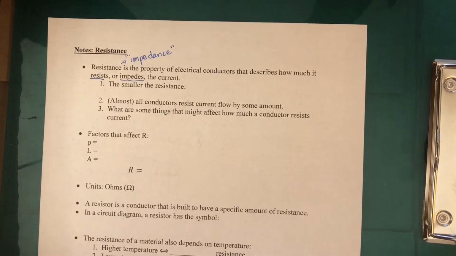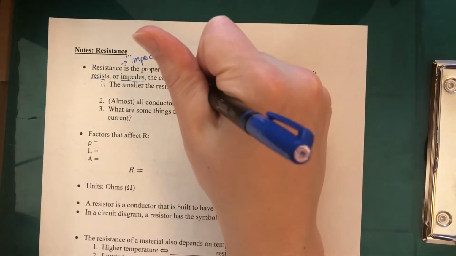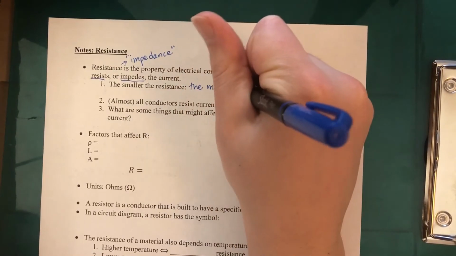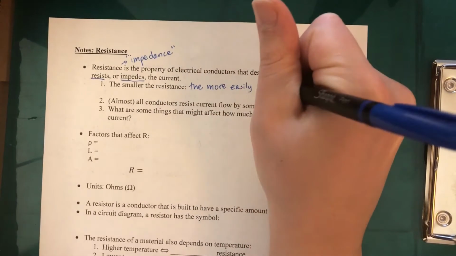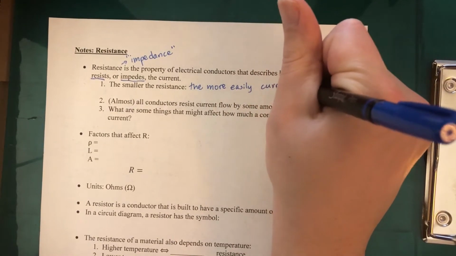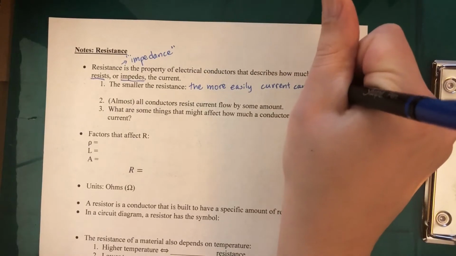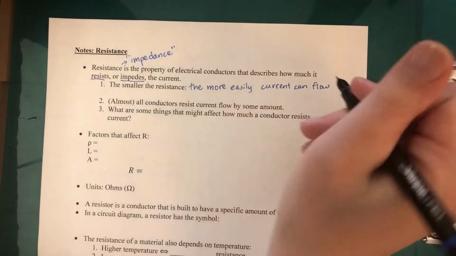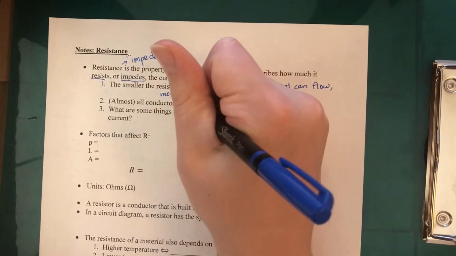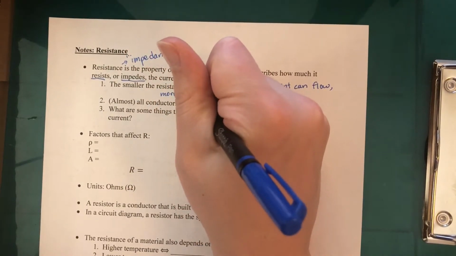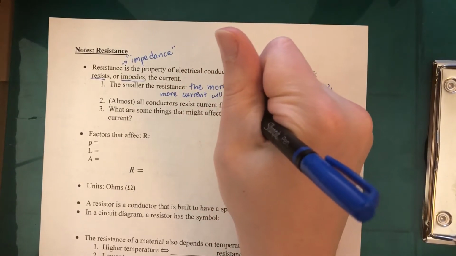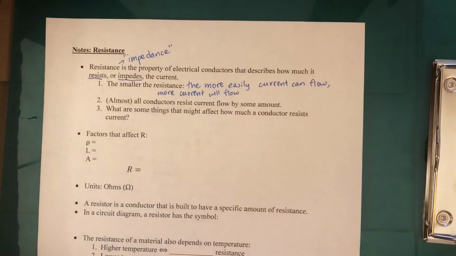The smaller the resistance, the more easily current can flow. And generally speaking, more current will flow. And we will quantify this in the next topic.